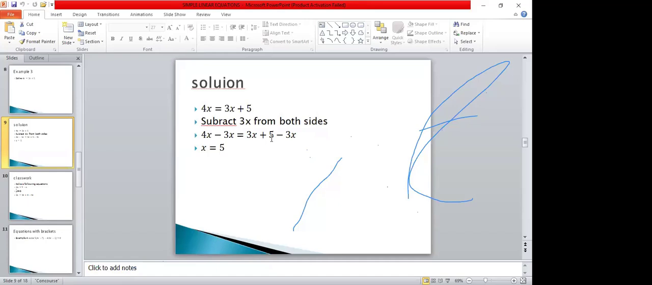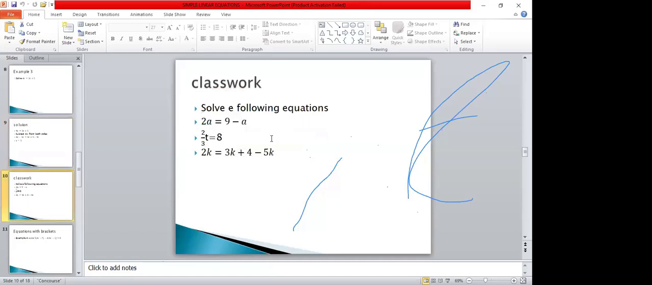Okay. I guess you are through writing that. Now let's move on to classwork. You have this classwork now. Solve the following equations. Number 1, 2a equals 9 minus a. Number 2, 2 over 3t equals 8. Then number 3, 2k equals 3k plus 4 minus 5k.